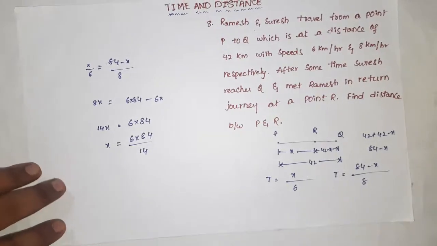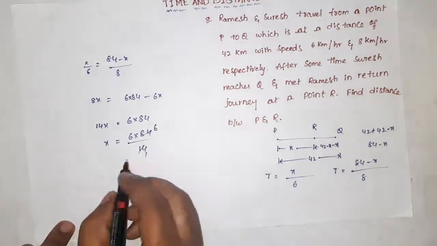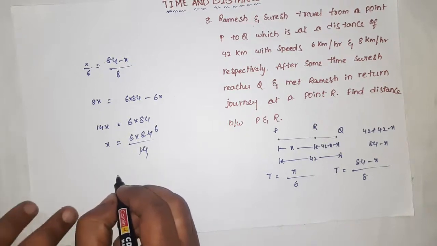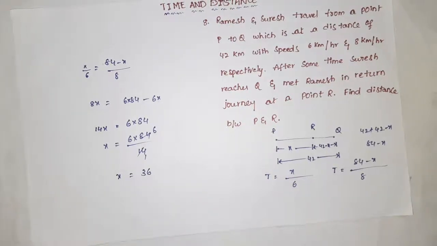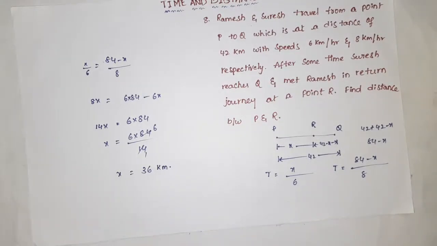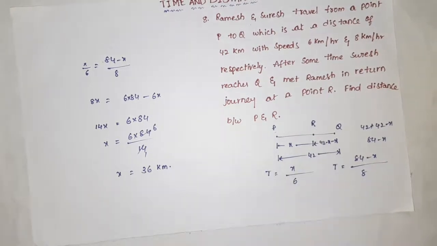How much? That is 6 times 14 divided by 14, so X is 36. X is 36 kilometers. So the distance traveled by Ramesh in that particular interval of time is 36 kilometers, which is nothing but the distance between points P and R. Okay, let us move to the next question, friends.